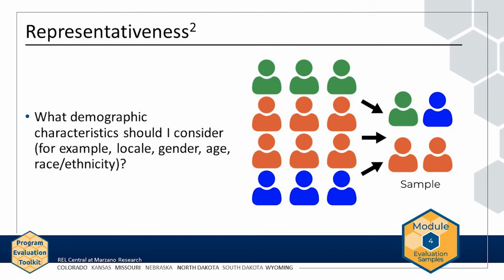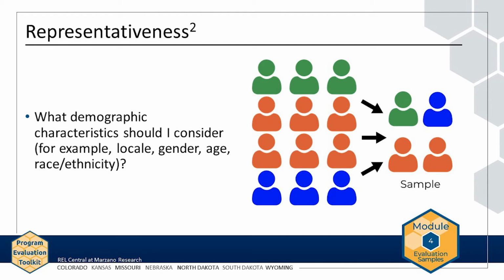Attendance at different schools is only one characteristic you might consider. You might also consider locale, gender, age, race, ethnicity, and other characteristics specific to the context of your evaluation. Even though you may not be able to ensure that the sample is representative with respect to all these characteristics, you should consider the characteristics in data collection and again in the interpretation and limitations of the results.